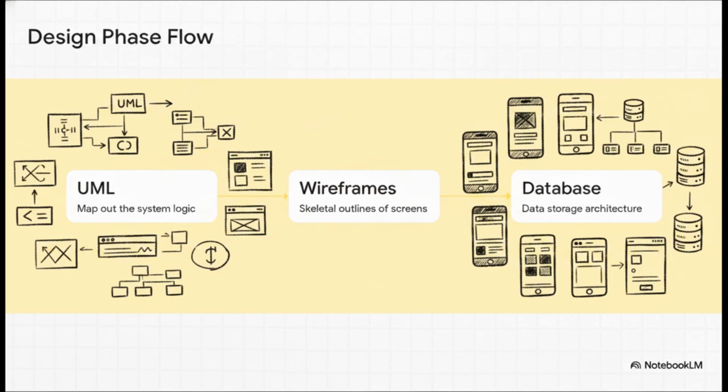Let's zoom into that design node for a second to see what happens before a single line of real code is ever written. Precise digital blueprints are made in a very specific order. First, the team maps out the system logic using UML diagrams to show how different pieces of software will talk to each other. Second, they build wireframes, those simple black and white skeletal outlines showing where the buttons and menus will actually sit. Third, database architecture. They figure out exactly where and how user data is going to be safely stored. Following this highly structured flowchart means there is zero guesswork when the developers finally step onto the site.